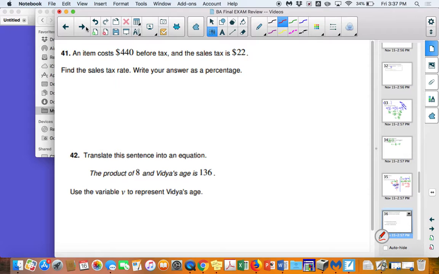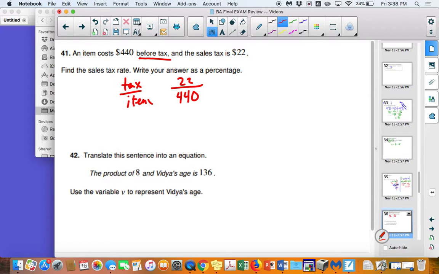Okay, we have an item that costs $440 before tax, and the sales tax is $22. Okay, so find the sales tax rate. Write your answer as a percentage. So you're wanting to know how much of the item is actually charged. If the original cost was $440 before tax, but the sales tax is going to be 22. Sales tax rate, so it's like tax per item. So think of it like that, tax per item. So you want to stack it that way. Your tax is 22, your item is $440.